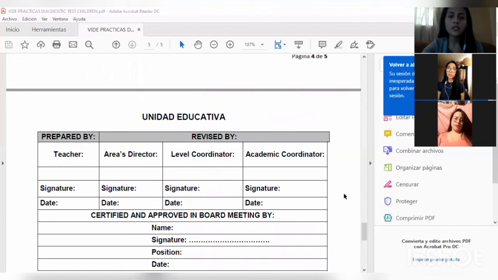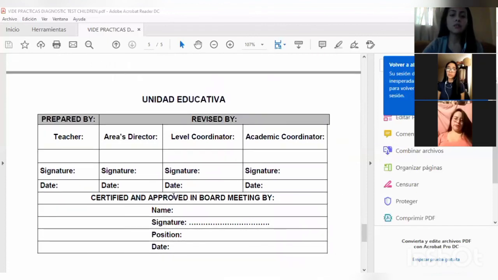At the end, in the diagnostic test, it's important that we always have the validating signatures that certify the diagnostic test is properly developed for the students. And that's it.